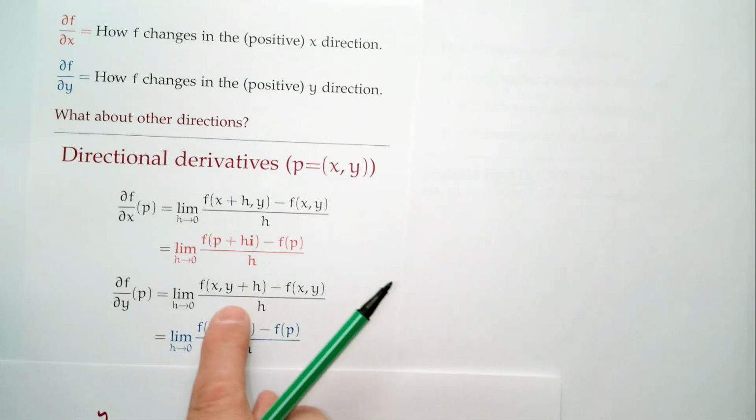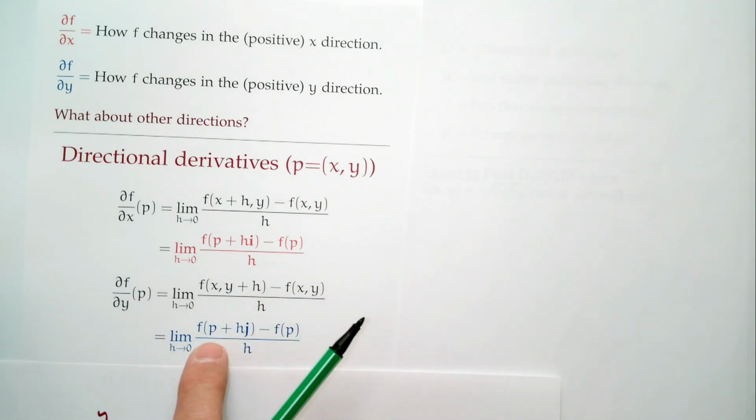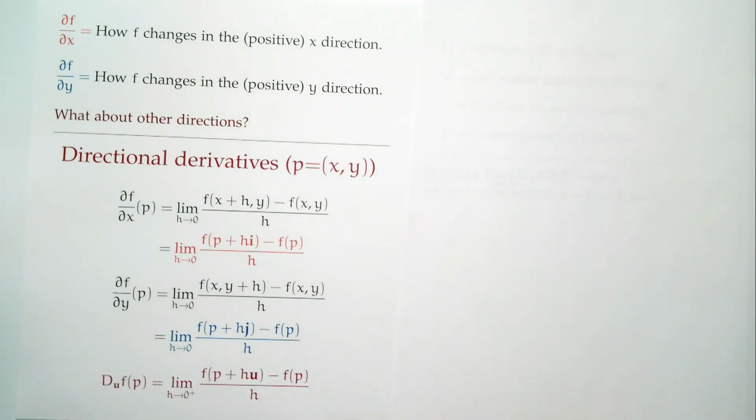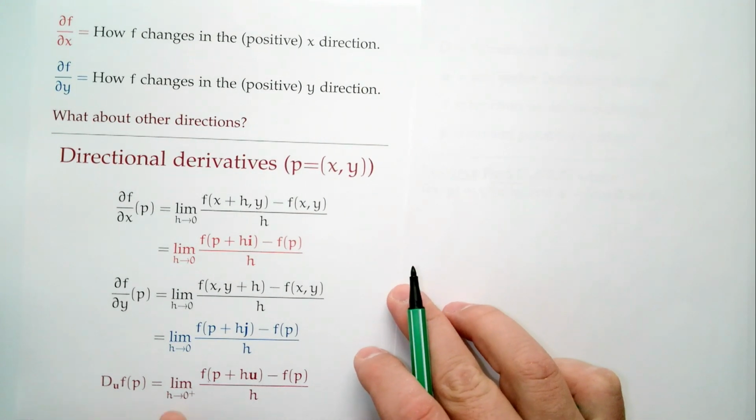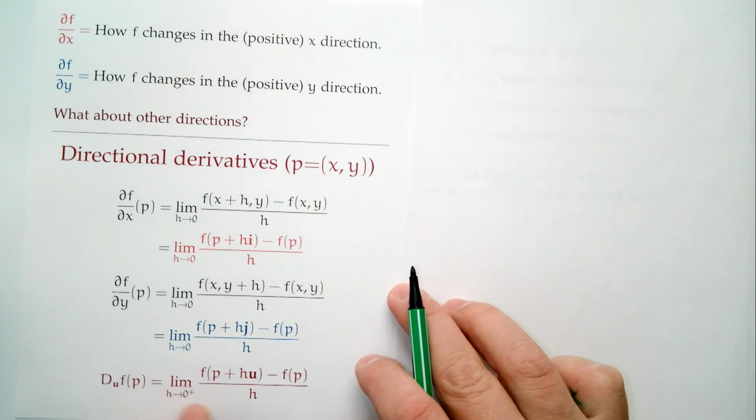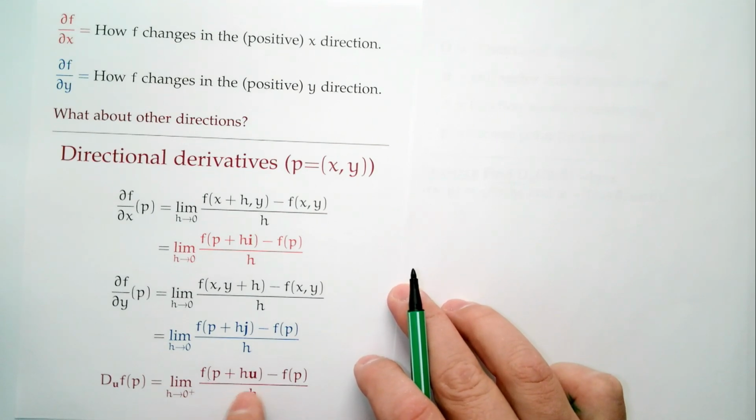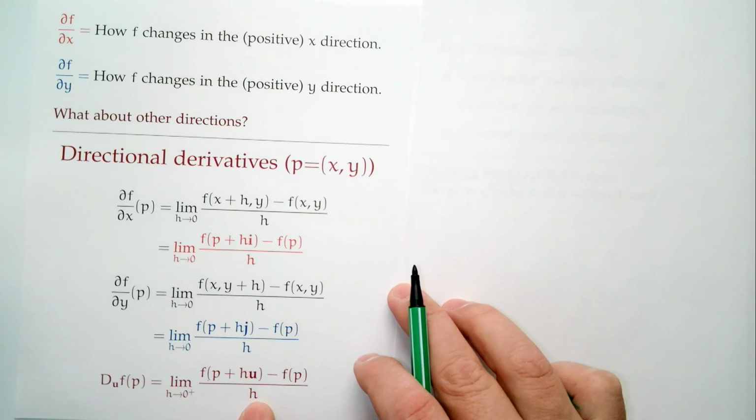And I can think of it, oh, this f of x, y plus h, it's like I took my point P and I perturbed it a little bit in the positive y direction. So h times j. So that tells us, how do we do directional derivatives? Well, the answer is we do it this way. We're going to take a limit as h goes to 0 of f of p plus hu minus f of p over h.